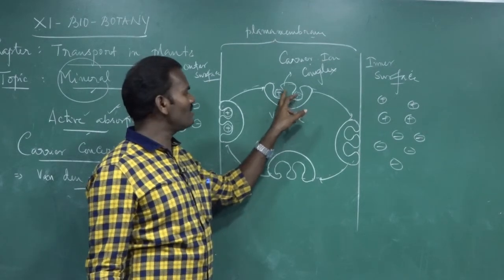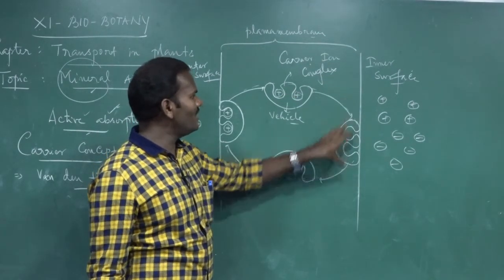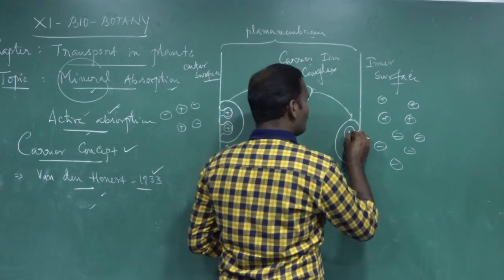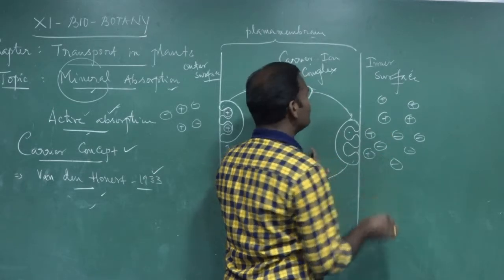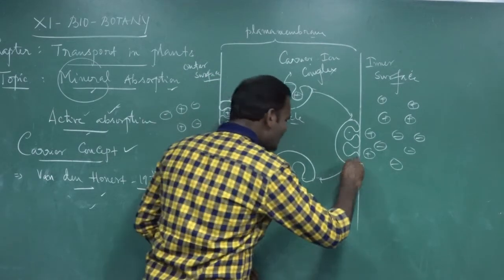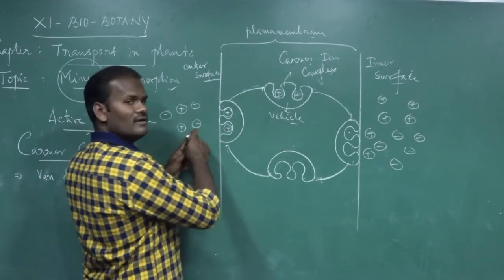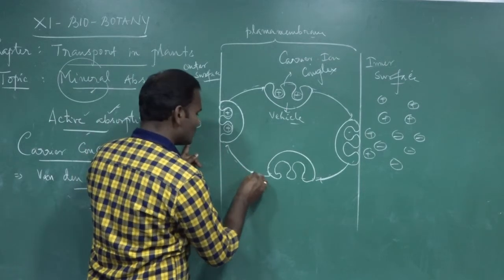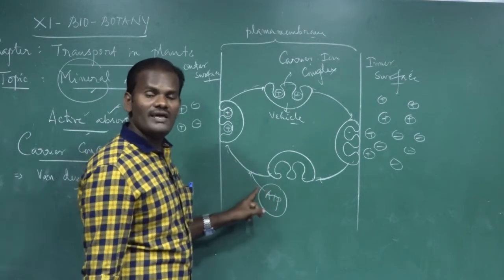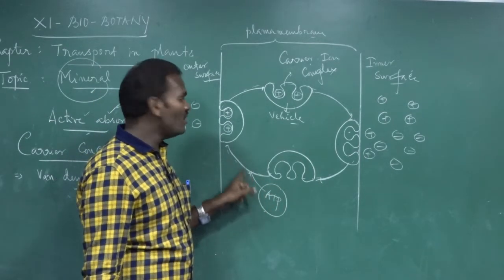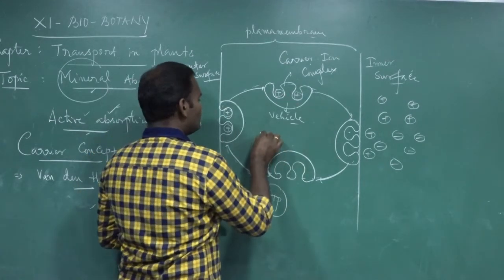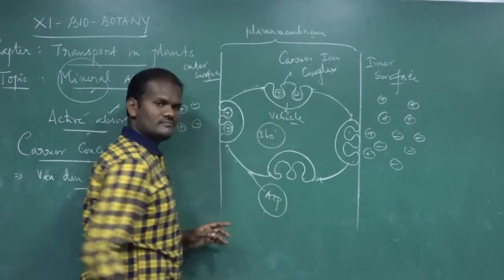When this carrier ion complex reaches the inner surface of the membrane, it gets dissociated, releasing the ions into the inner surface. Again they come back to pick up fresh ions by utilization of ATP, adenosine triphosphate, with the help of expenditure of energy required. For this purpose, these carrier molecules rotate 360 degrees.